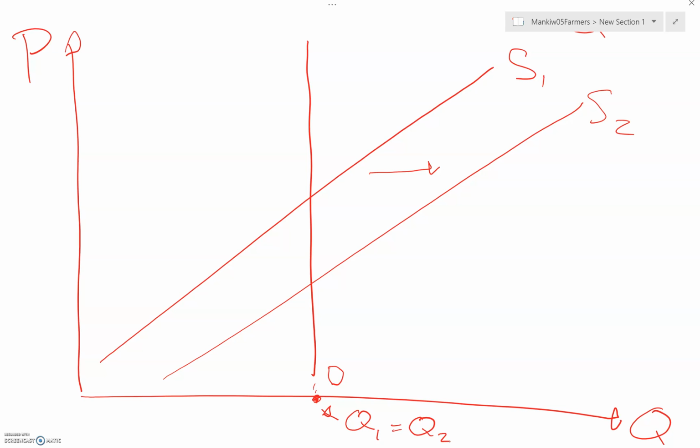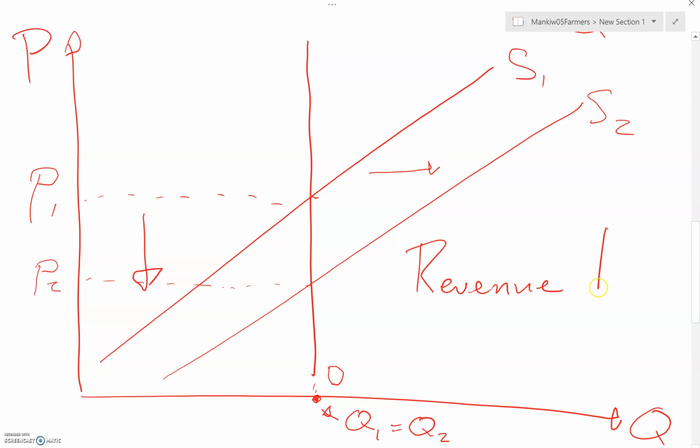So now the price is completely pinned down by the supply side. Here is our initial price, P1, and here is our final price, P2. So price has gone down and quantity has remained the same. This means that revenue has gone down, and so now producers are receiving less revenue for selling the same amount of stuff.